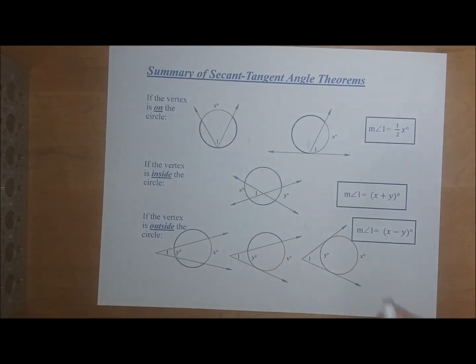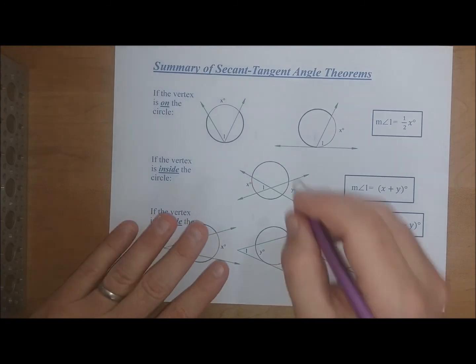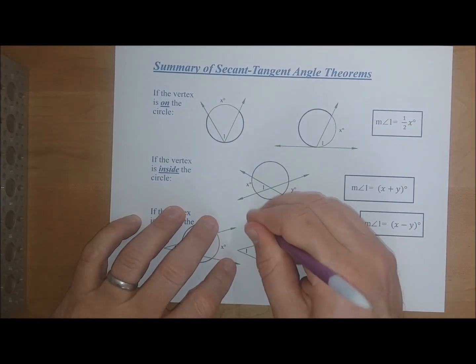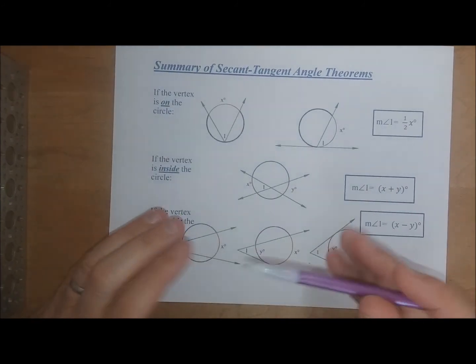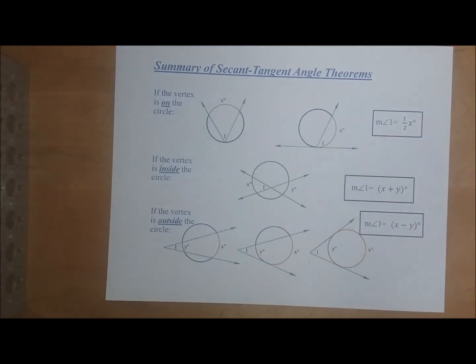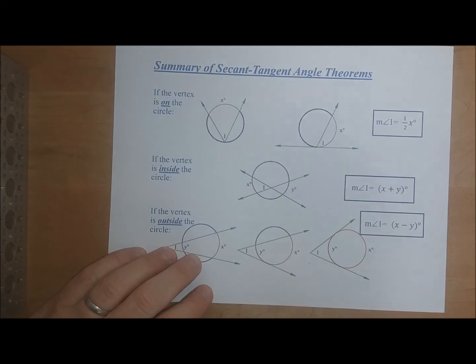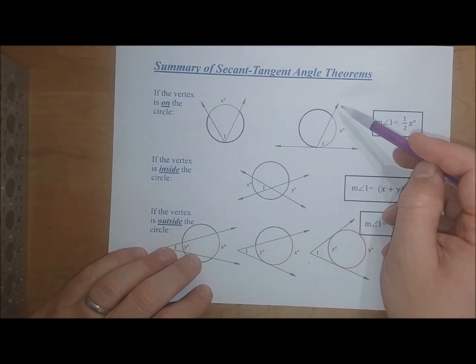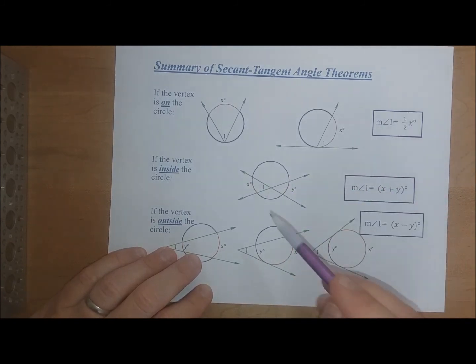Okay, quick summary of our secant-tangent angle theorems. And this is a good way to remember these. If we have the vertex, this is probably the best way to summarize these things so that we can recall them when we need them. If the vertex is on the circle, think of it as an inscribed angle. Even if it's this case, where it's a secant intersecting a tangent, still think of it like an inscribed angle.